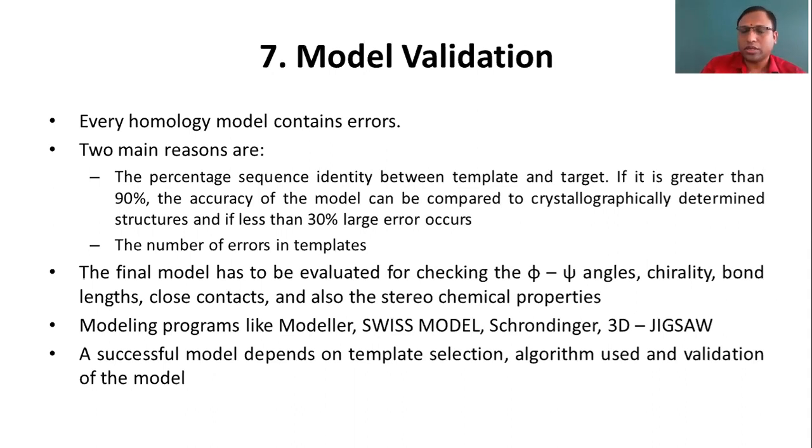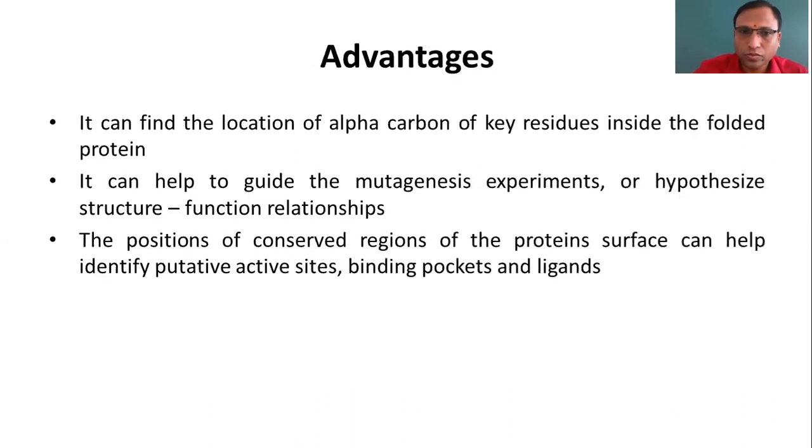Then the modeling programs are used here. Basically, they are Modeler, Swiss-Model, Schrödinger, or 3D-JIGSAW. All these are the software used for homology modeling. The success of the model depends on the template selection. Template selection means it has to be a good template, with minimum gaps and maximum matches. So the algorithm used and the validation of the model all play a very vital role in homology modeling.